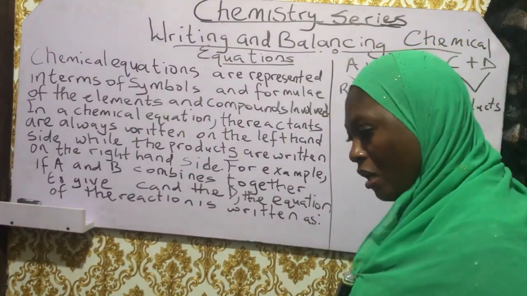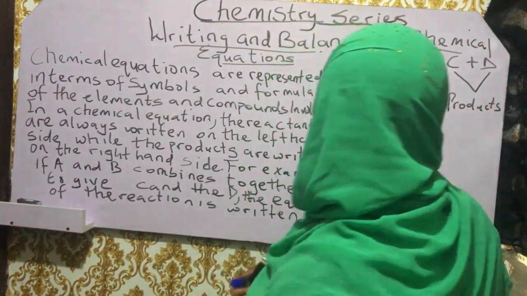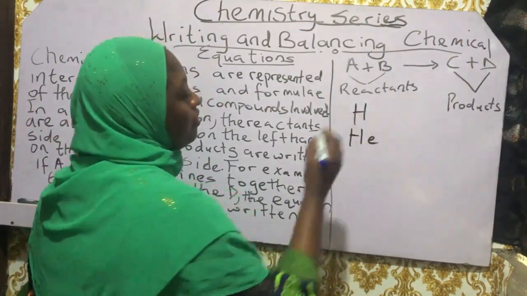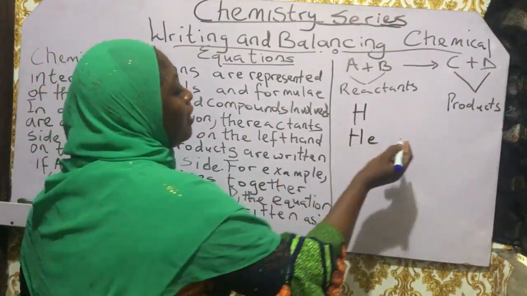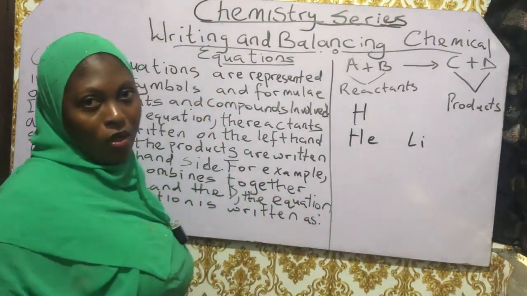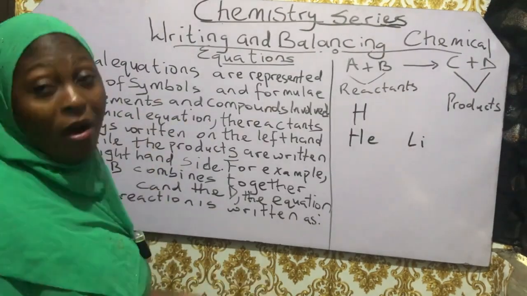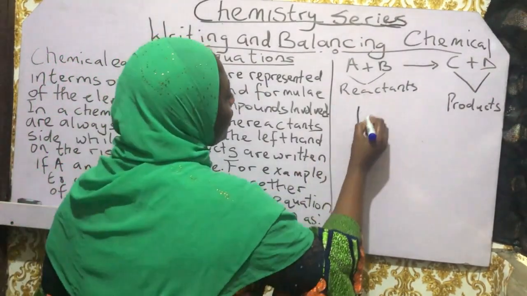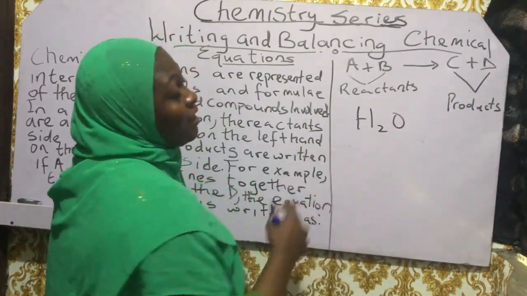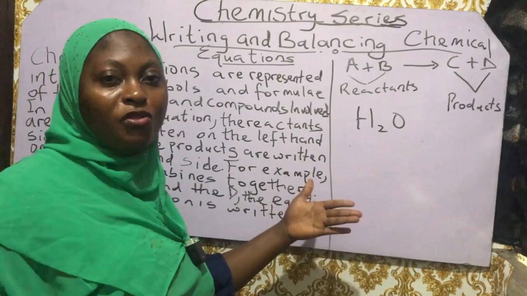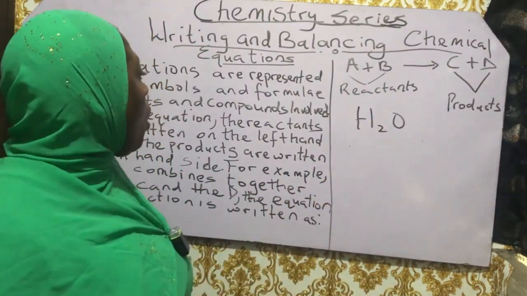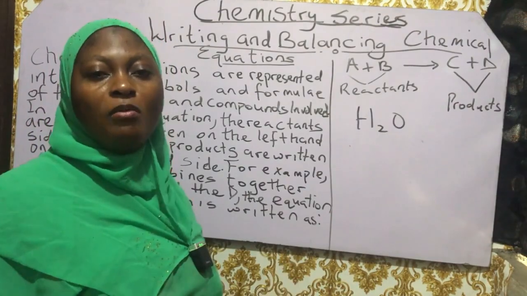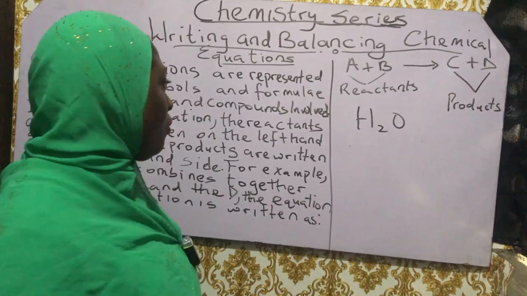For example, you can have hydrogen represented with H, helium represented with He, and lithium represented with Li, and so on. And then formulas of compounds. An example of a compound is water, which is represented by H2O. So when we say elements are represented by symbols, what I've just written are symbols of elements and formulas of compounds. Chemical equations are represented by symbols and formulas of the elements and compounds involved.